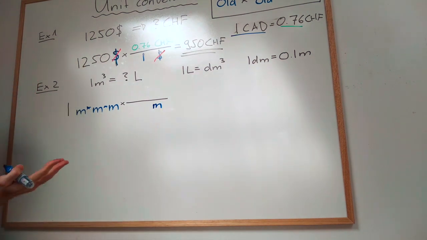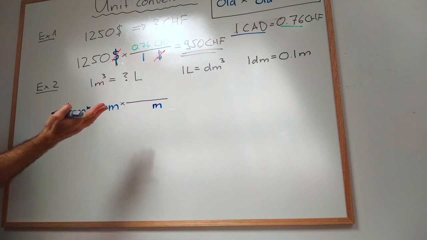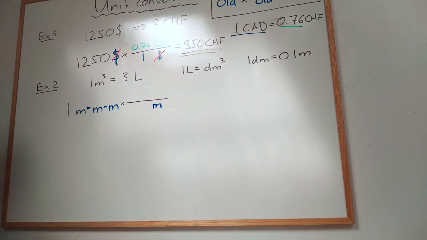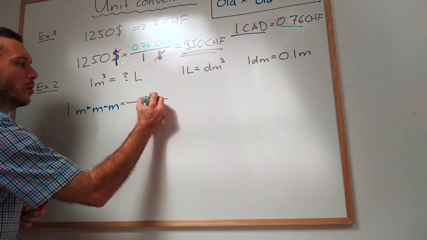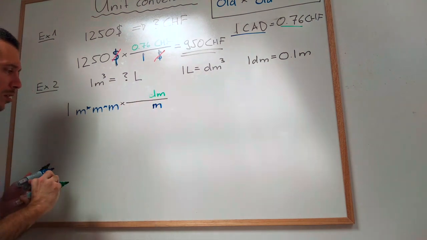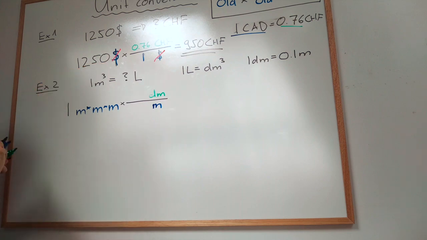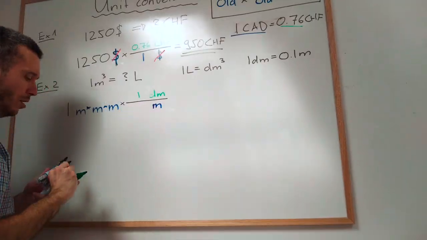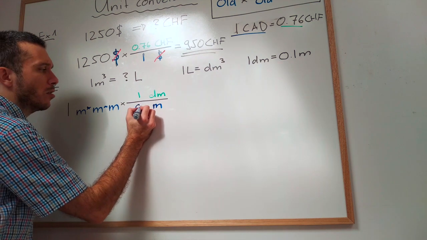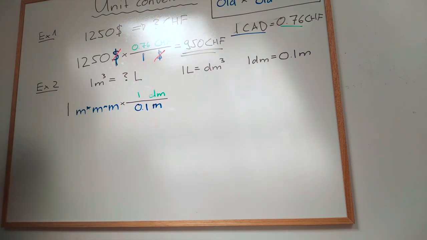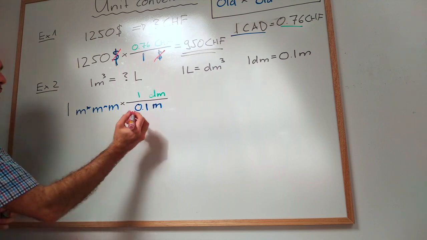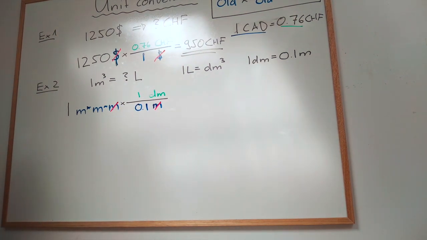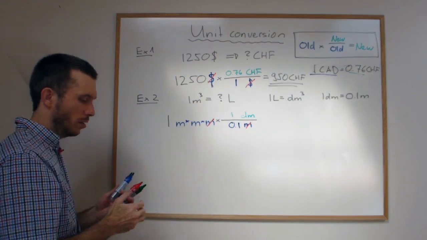Do I have a conversion from meters to liters? No, I don't. But I have one to decimeters. So I'm going to be writing decimeter on top. And I know from this table, I have 1 decimeter is 0.1 meter. And then I do my unit analysis. Okay, that meter here cancels the meter here. But we have 2 left.